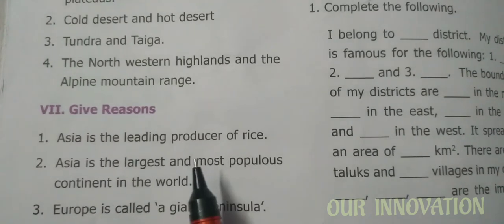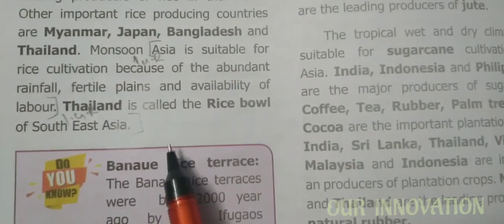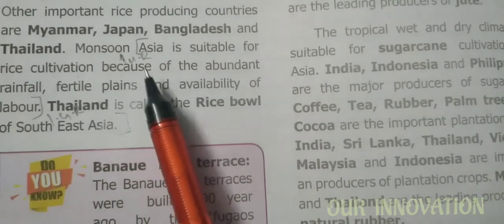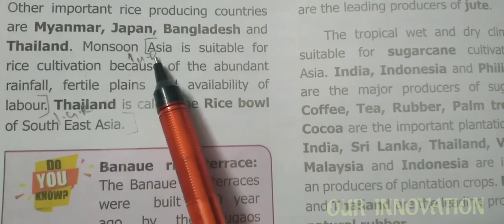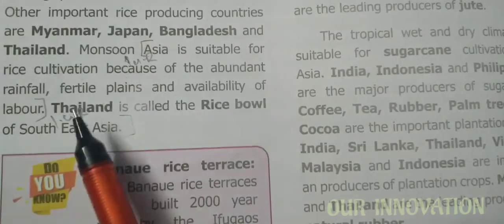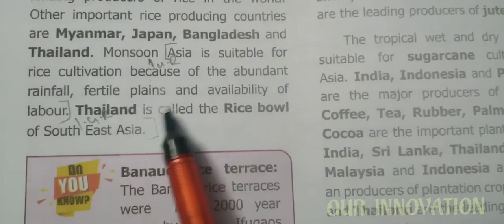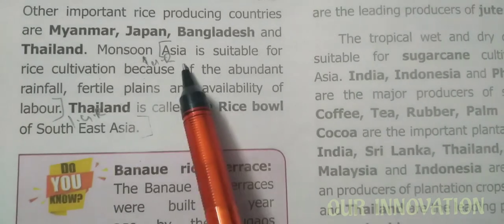Roman letter 7, give reason. Asia is leading producer of rice. Why? Because Asia is suitable for rice cultivation. You have to mark from here, page number 152, ingerindhu mark panikonga. Asia is suitable for rice cultivation because of the abundant rainfall, fertile plains and availability of labor. So, idu varai kuladunga. This is the first give reason.